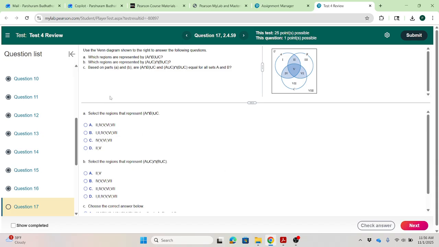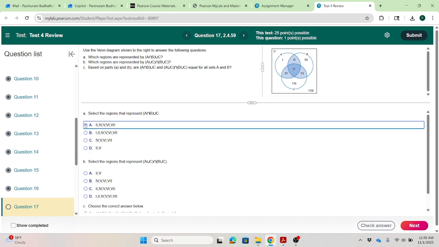Use the Venn diagram given here and answer this question. Which regions are represented by A intersection B union C? A intersection B is 2 and 4, 2 and 5. These are from A intersection B, and union C, and after that everything from C. So 2, 4, 5, 6 and 7. That's the A intersection B union C.